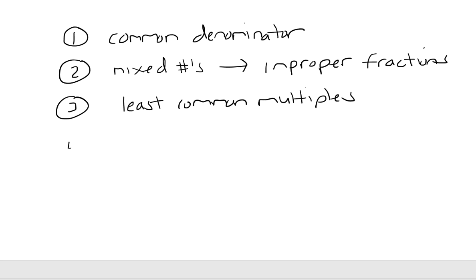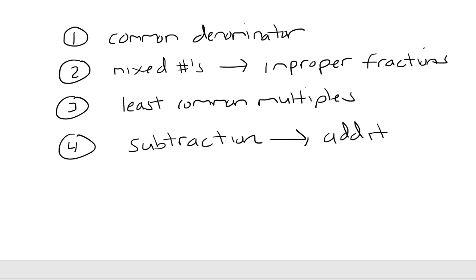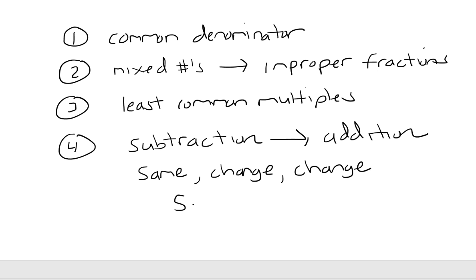And then the last thing that I want you to remember as you're going through each of these is that if you have a subtraction, subtraction always gets changed to addition by keeping the first one the same, changing the subtraction sign to addition, and then changing the sign of the number after the subtraction sign to its opposite. Okay, so remember if you have like 5 minus 9, this becomes 5 plus negative 9.